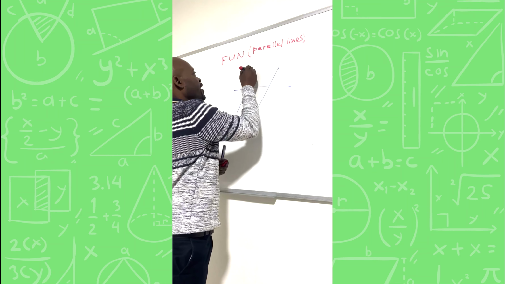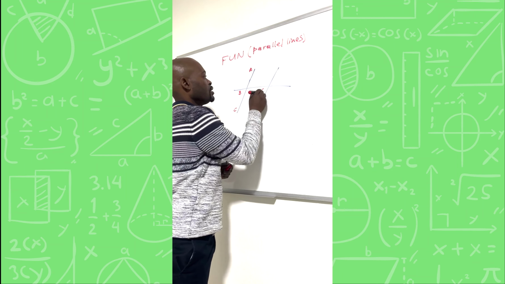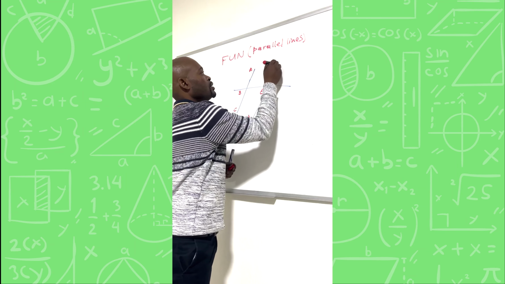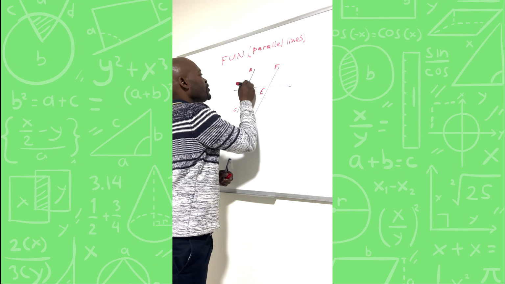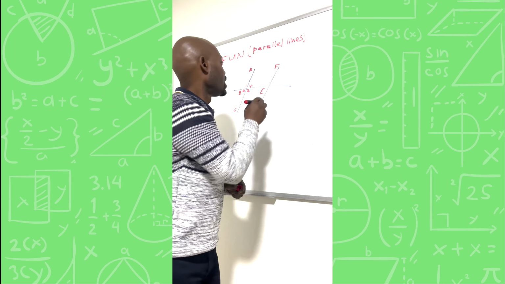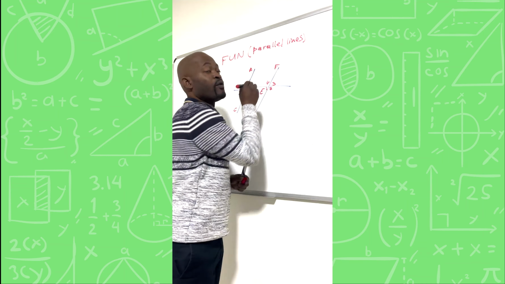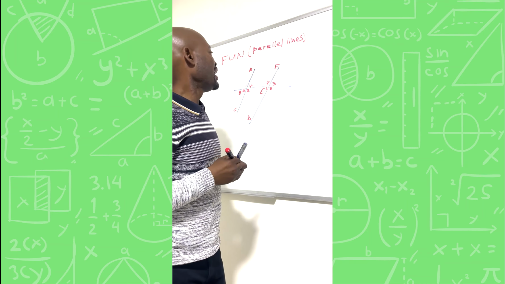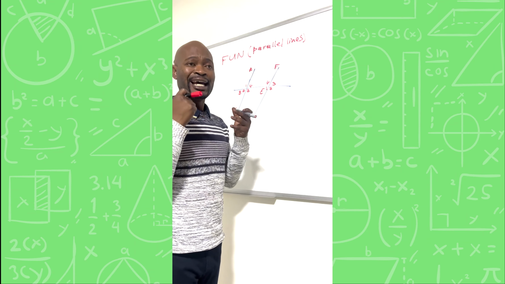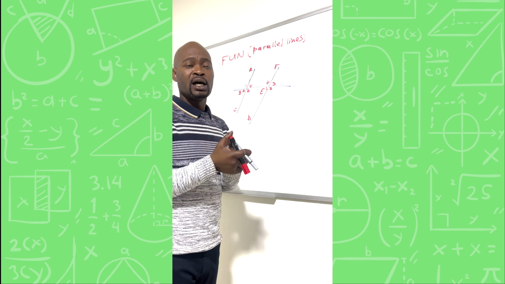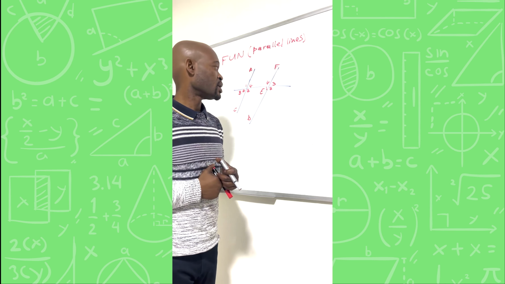If I have A, B, C, D, E, F, then I have B1, B2, B3, B4, and E1, E2, E3, E4. Now, in a Z shape, we're still talking about the interior alternate angles or exterior alternate angles.